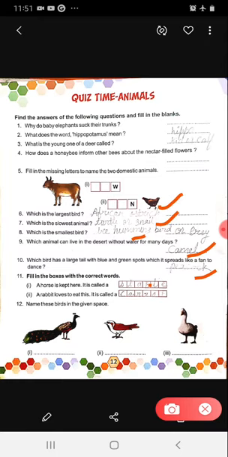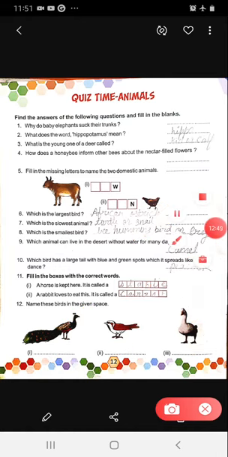S-T-A-B-L-E, stable. Then the next, a rabbit loves to eat this. It is called, मतलब जो खरगोश होता है वो ये खाना बहुत पसंद करता है. तो क्या है? Carrot. C-A-R-R-O-T, carrot. And the last is, name these birds in the given space. मतलब यहाँ पे ये जो picture आपको दिए गए हैं, इनके नाम आपको इस जगह पे लिखना है.